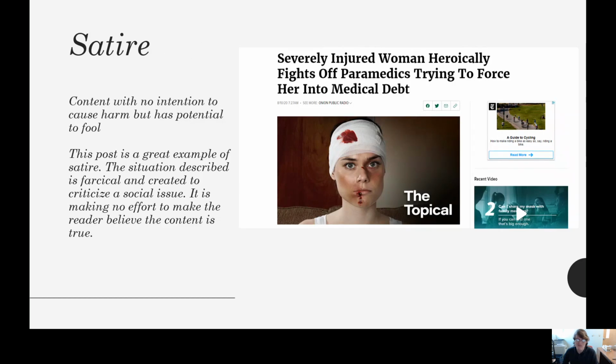So let's go through the 7 types of fake news. The first is pretty easy to identify. It's satire. It's content with no intention to cause harm, but it does have the potential to fool. So satire is when a news story is presented as if it were fact for the sake of essentially generating laughs. So this is from The Onion, a very popular satire website. Severely injured woman heroically fights off paramedics trying to force her into medical debt. So this post is clearly not trying to make you think that it's real. It's a farcical situation that's being used to criticize a social issue. And every once in a while, people are still fooled by The Onion.